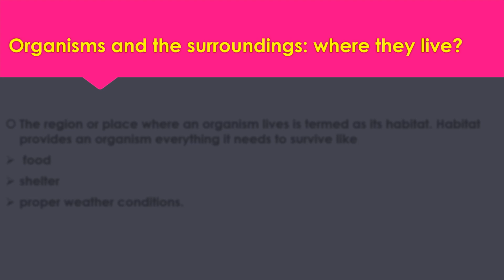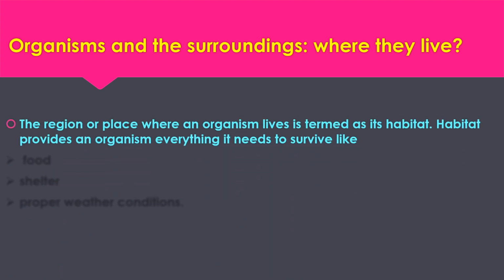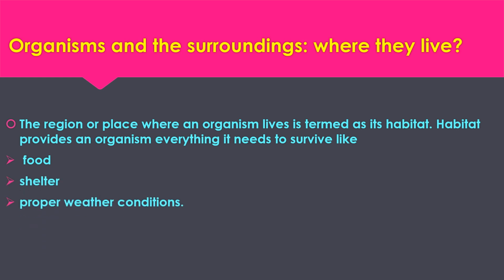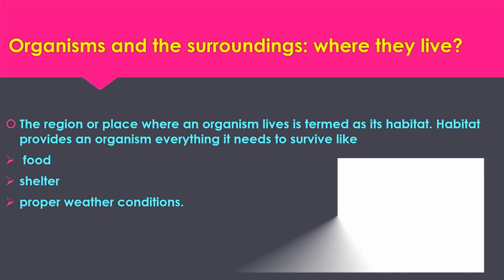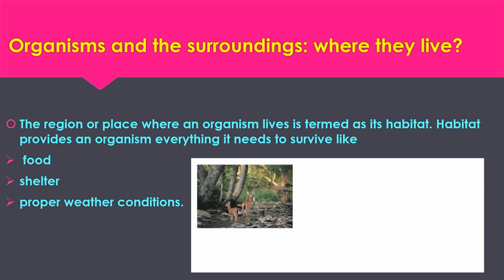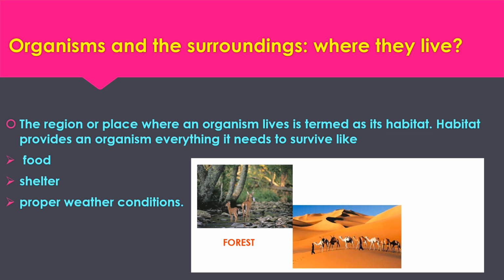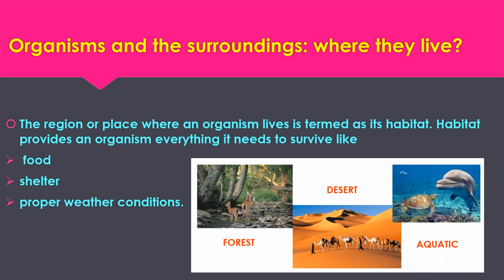Now, organisms and the surroundings where they live. The region or place where an organism lives is termed as its habitat. Habitat provides an organism everything it needs to survive, like food, shelter, proper weather conditions. There are different types of habitat. Some are forest, desert, and aquatic.